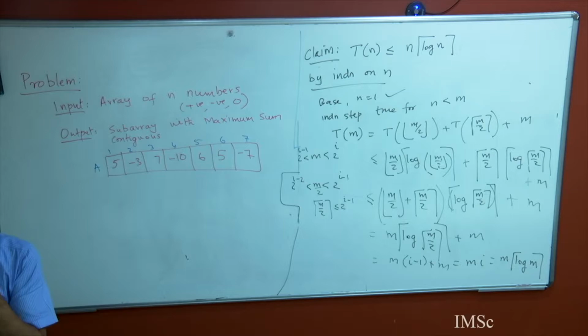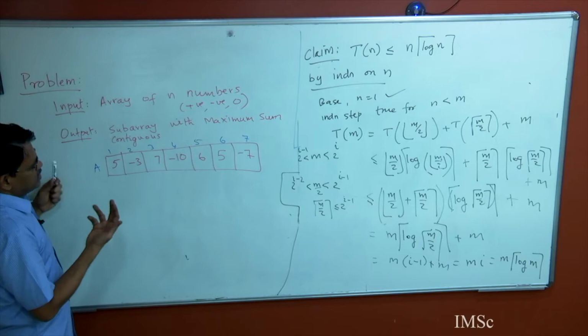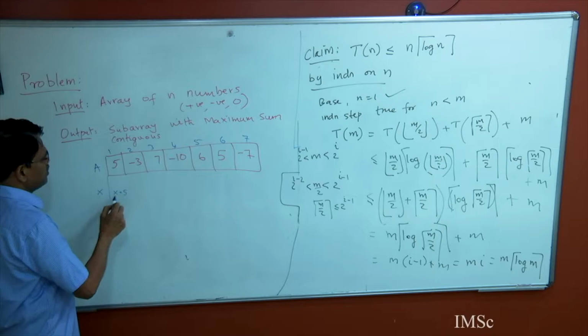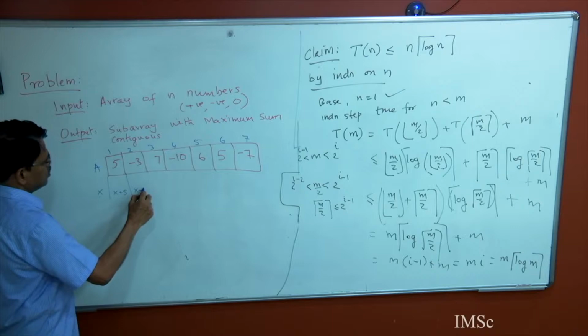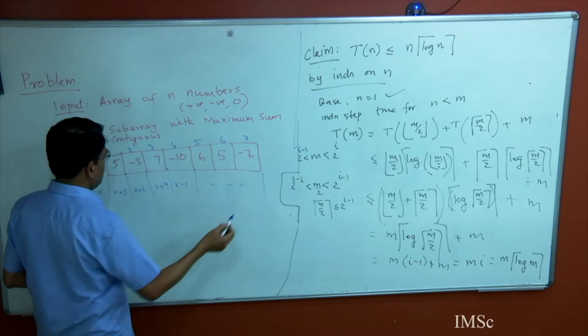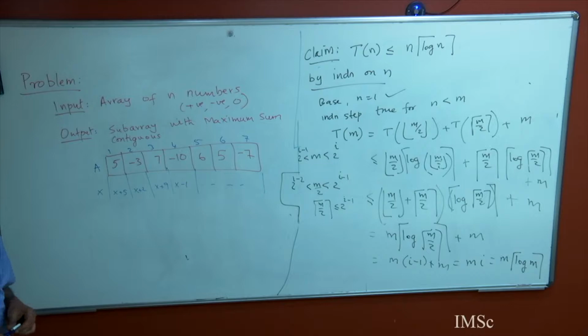So imagine these are some share value changes. What is the subarray with maximum sum? Imagine this is the fluctuation of some share price. Let's say the share price here was some x, here it became x plus 5, then it became x plus 5 minus 3, so x plus 2, then it became x plus 9, then here it became x minus 1 and so on. I want to know when I should buy the share and when I should sell it so that I maximize my profit. So what I am interested in is exactly the maximum contiguous sum.